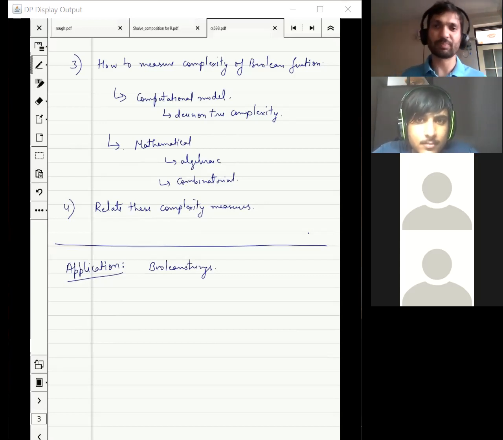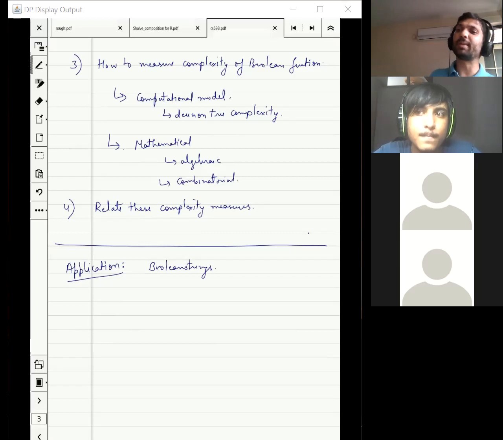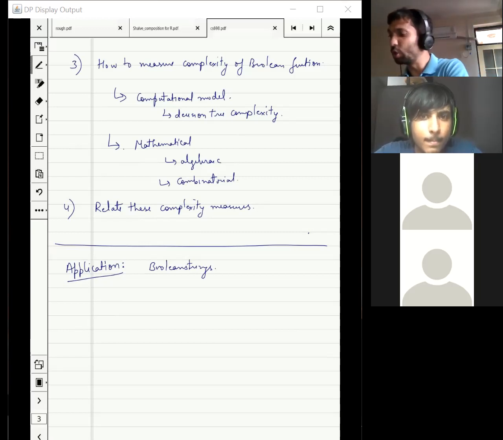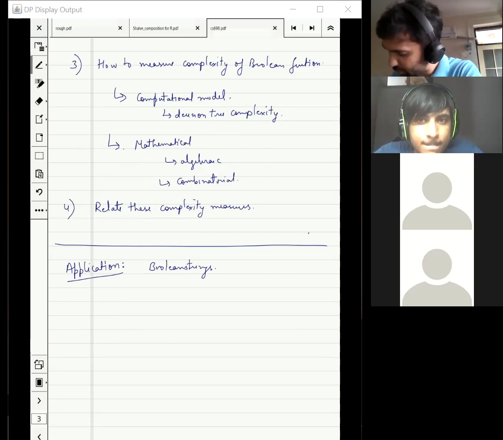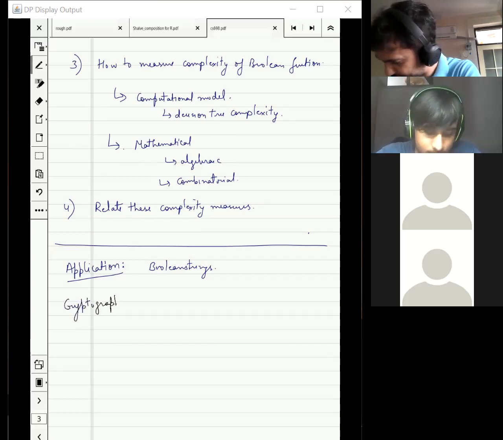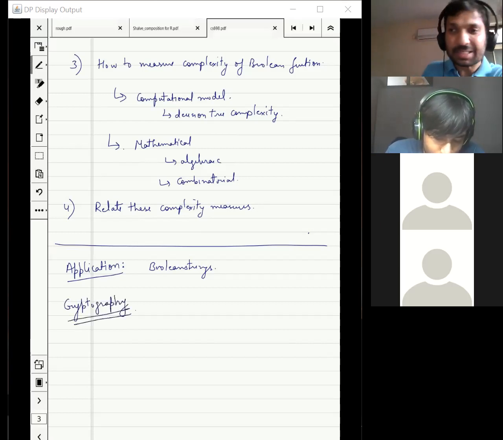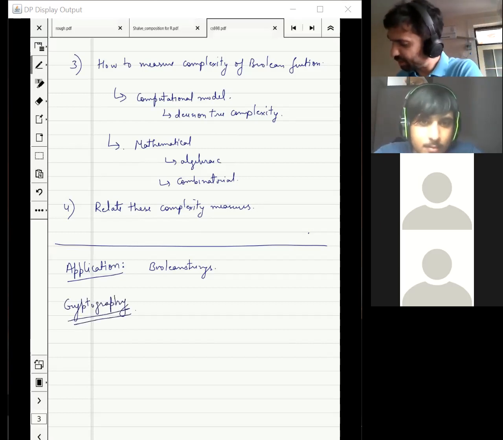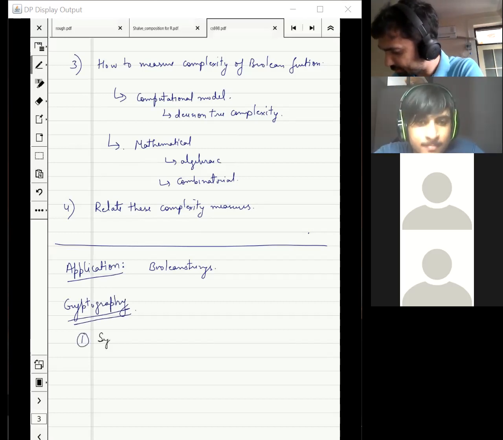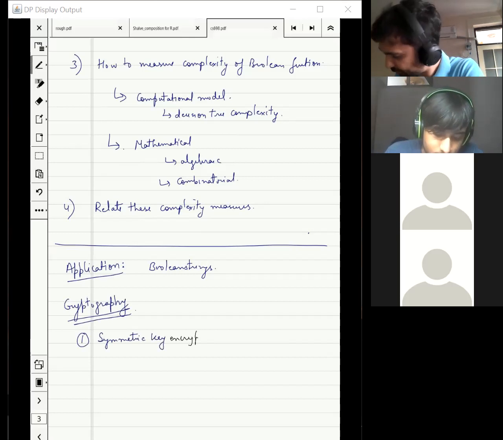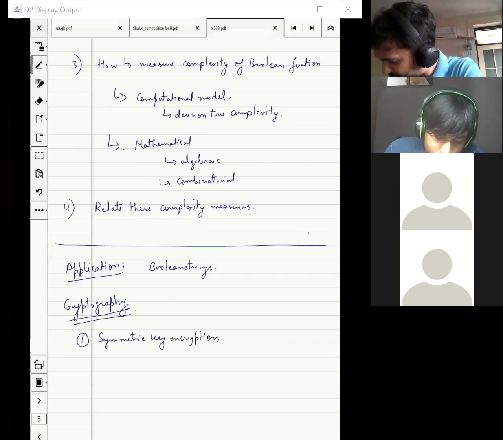Okay. So, and as always, when we go to an application, I have to give you some background of what we are talking about. The application is in the area of cryptography. And in this area, generally, encryption is considered to be of two kinds. Symmetric key encryption and asymmetric key encryption.